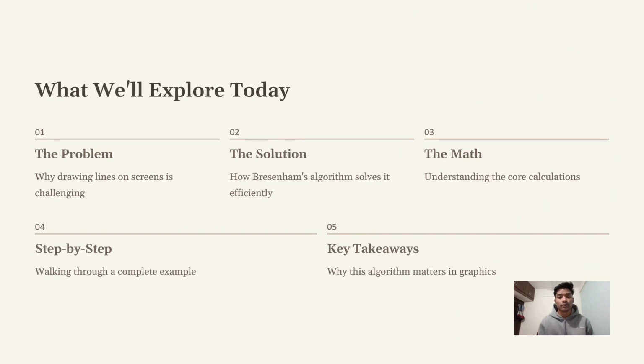Here's a quick overview of what I'll be covering. First, we'll understand the problem: why drawing a simple line on a pixel based screen is not as easy as it looks. Then we'll look at Bresenham's solution, followed by the simple mathematical idea behind it. After that, I'll walk you through a step by step example to make it more clear. And finally, we will summarize the key learnings.